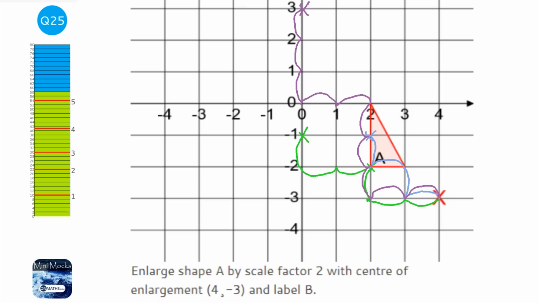Okay, and then I'm going to join it up to get my new shape. Join up all 3 points. And it says label it B.